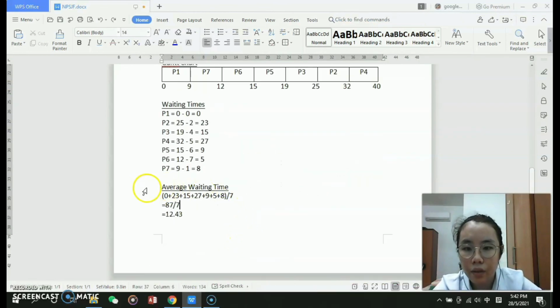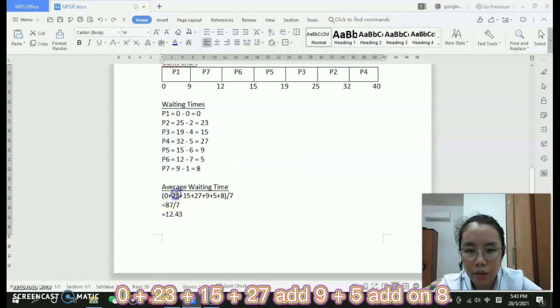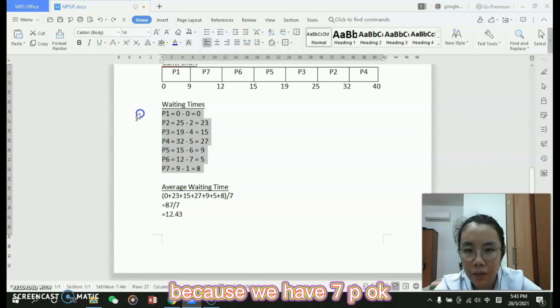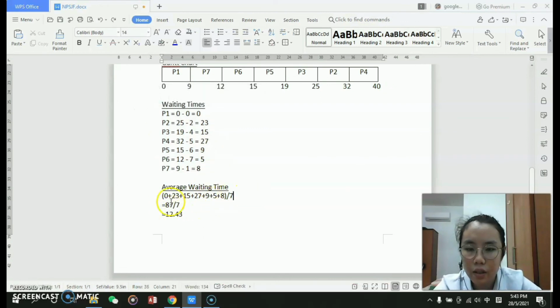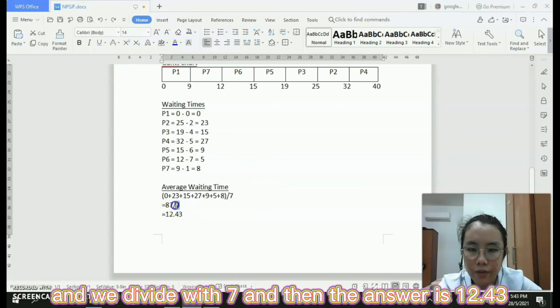So the average waiting time is, we add P1 until P7: 0, 23, 15, 27, 9, 5, and 8. The total we divide by 7 because we have 7 processes. This addition gets 87, and we divide by 7, and the answer is 12.43.